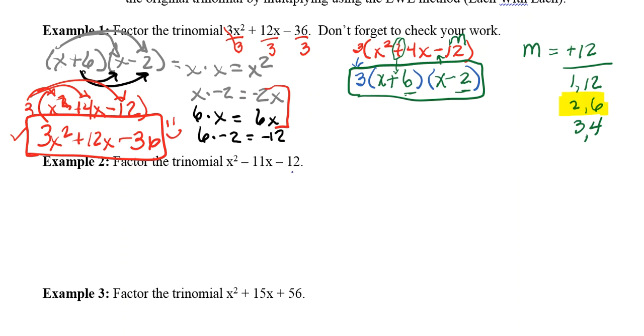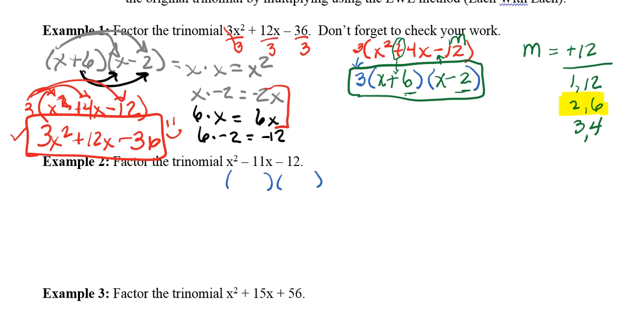x squared, 11x, and 12. So I'm going to ask myself, do they have anything in common? Well, the coefficient in front of x squared is a 1, so they aren't going to have any numbers in common. Do they all have an x? And the answer is no. So there is no common factor. So we're going to put these in parentheses.